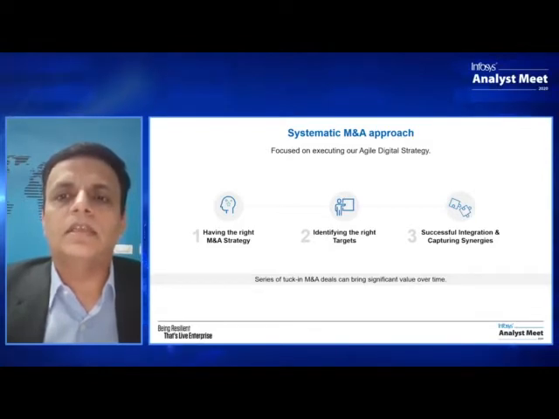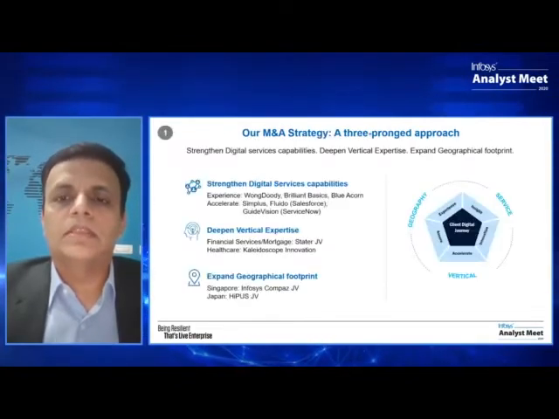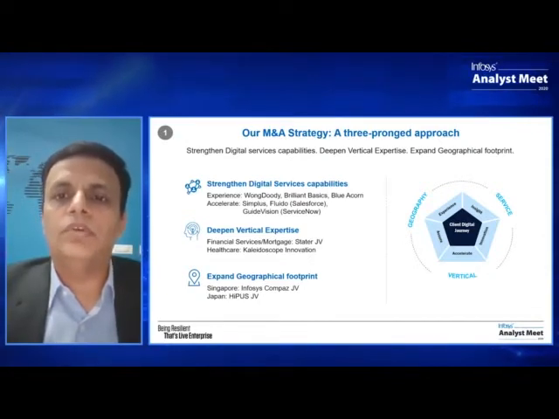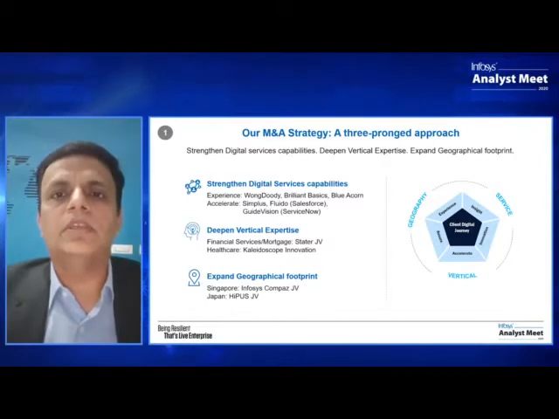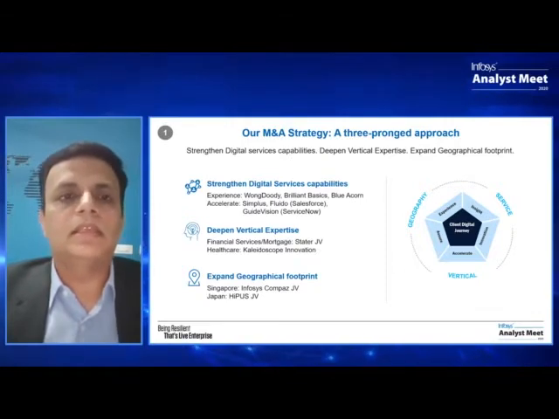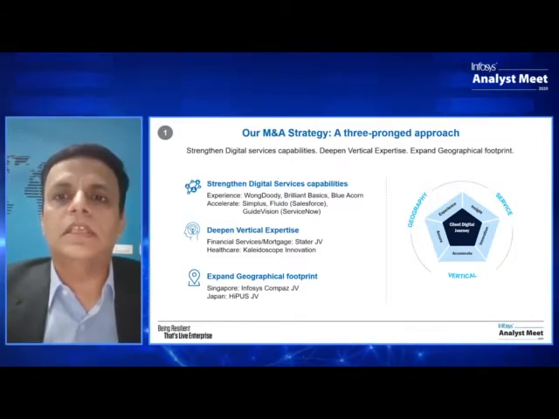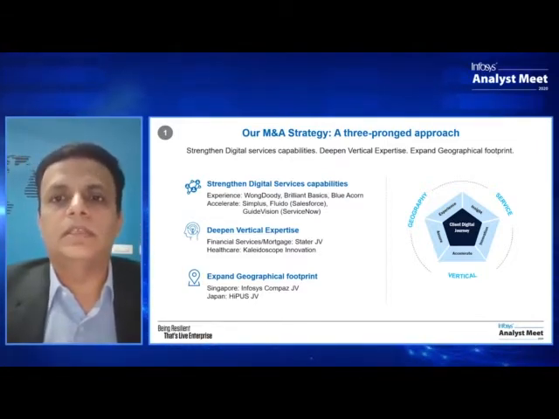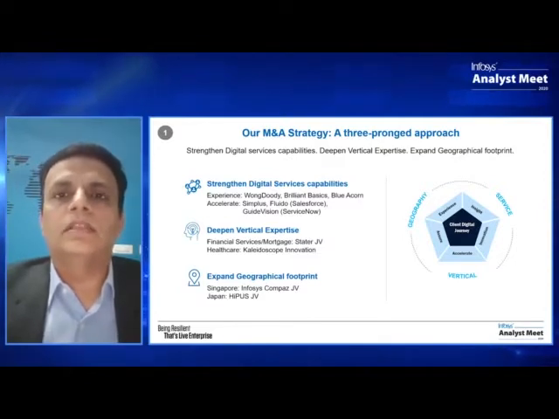Our M&A strategy is in complete alignment to the agile digital strategy we outlined over 2 years back and has a three-pronged approach: strengthening service line or digital capabilities, deepening our vertical expertise, and expanding our geo footprint. And if you look at all our acquisitions, these are in alignment to this strategy. For instance, Brilliant Basics, WongDoody, and the recently acquired Blue Icon are in experience space, strengthening Infosys' creative, branding, and customer experience capabilities across UK and US. These also get us access to the CMO buying center.